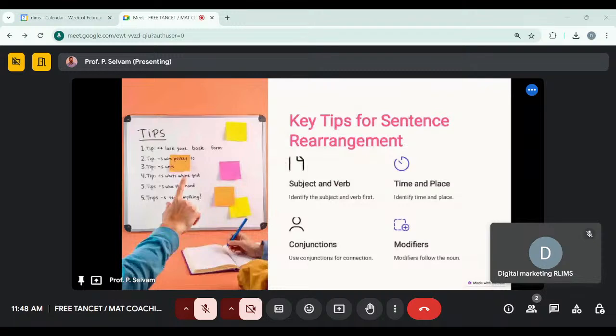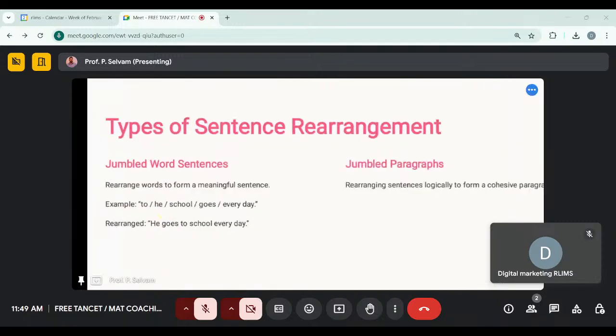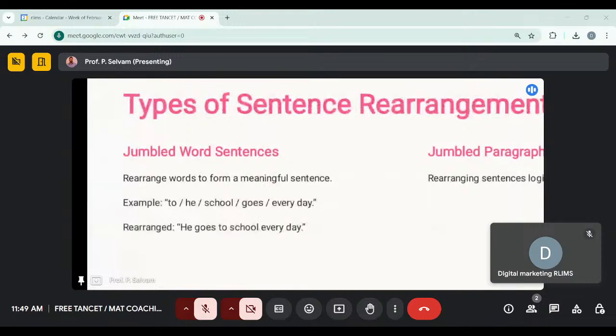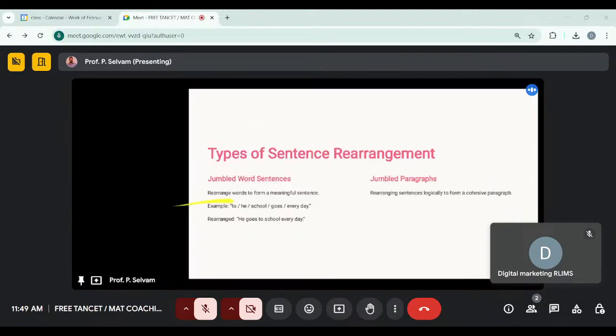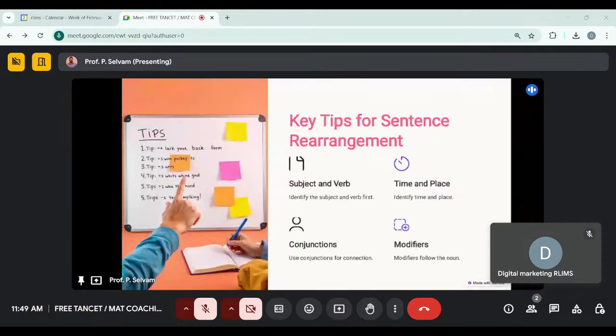Tip number one is subject verb agreement. Subject verb agreement matters a lot. Look at the previous one. Look at the rearranged sentence. He goes to school every day. He is the subject. Goes is the verb. So the subject should always come first, followed by the verb. When you understand this fundamental pattern, you can clearly identify the order. So you need to be aware of the subject and verb pattern. Subject should come first and then verb, then time and place, conjunctions, and modifiers.